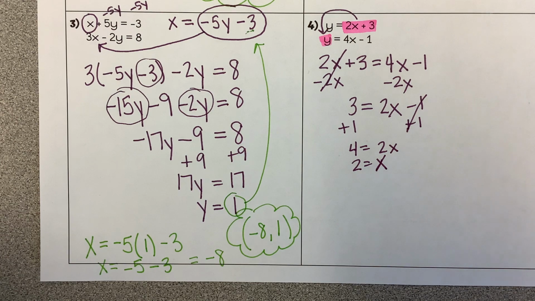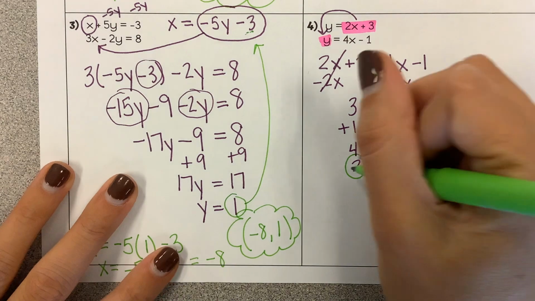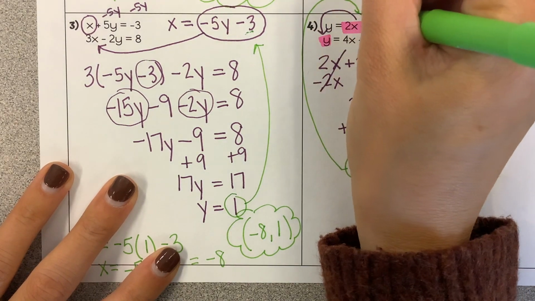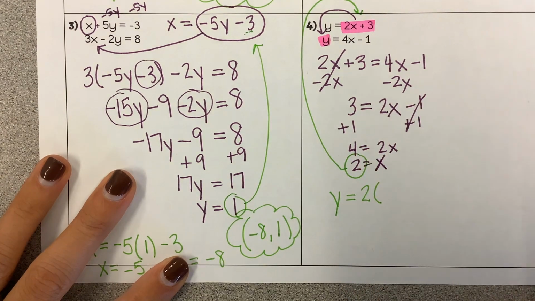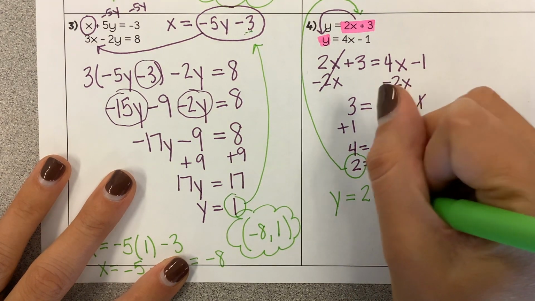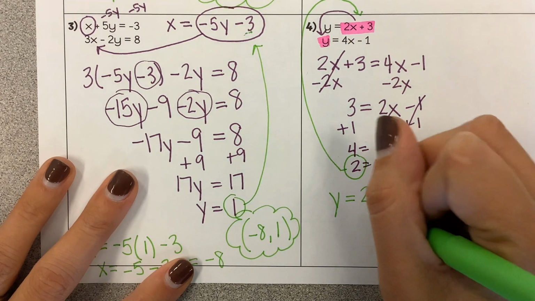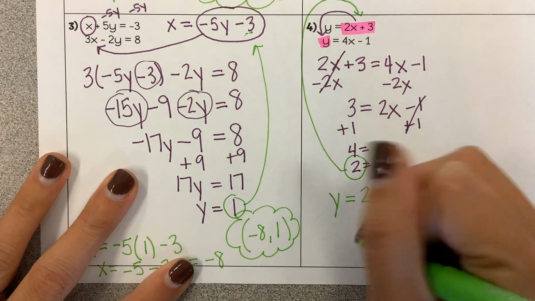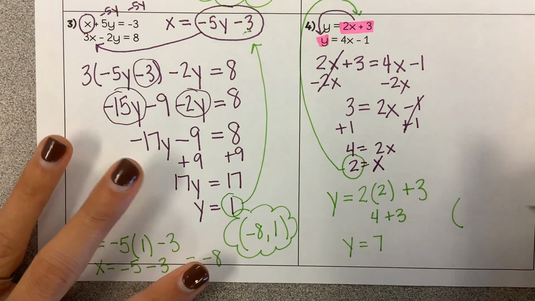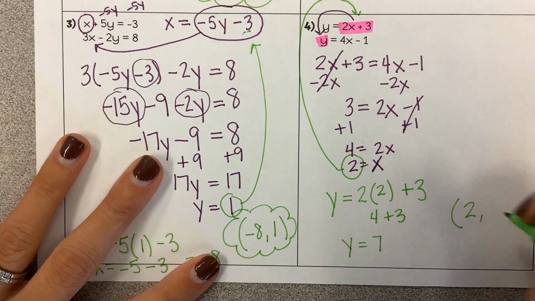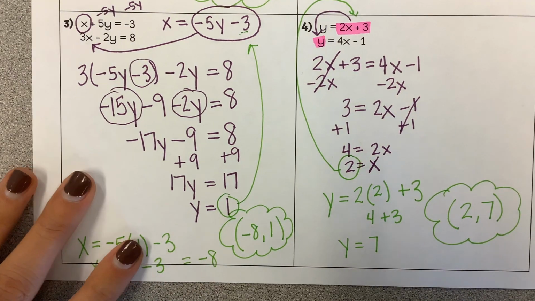Now we're going to plug that back in to either equation. It does not matter. Maybe we go to this one because it has the positive values. So y is equal to 2 times an x value of 2 plus 3. 2 times 2 is 4, plus 3, y is equal to 7. So our ordered pair, x comes first, which is 2. Y comes second, which is 7. So our ordered pair is 2, 7.